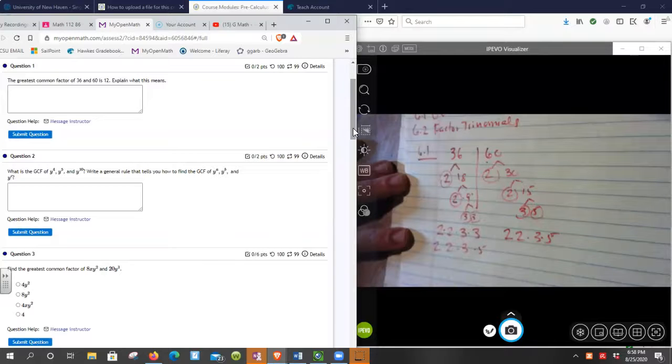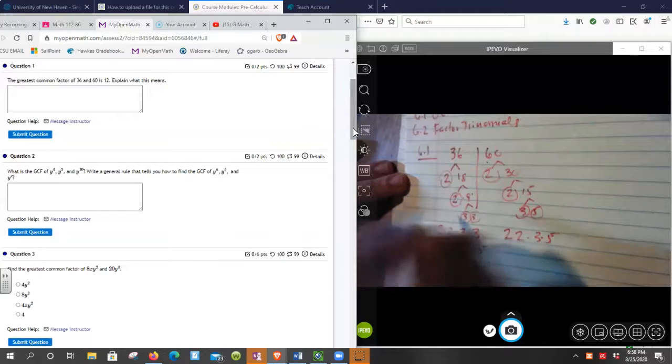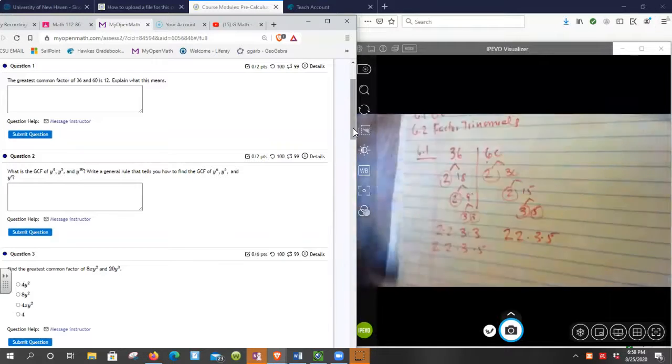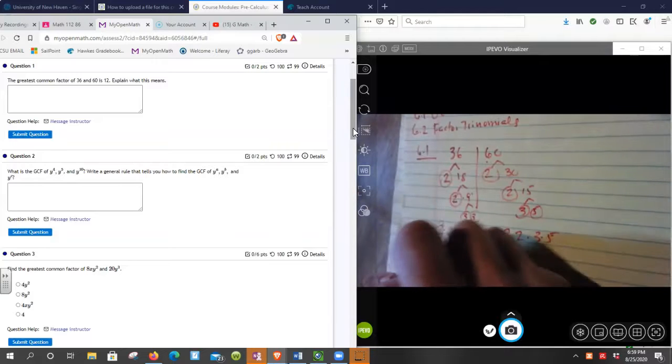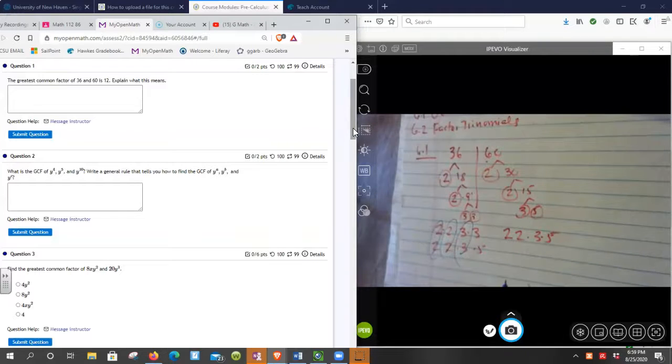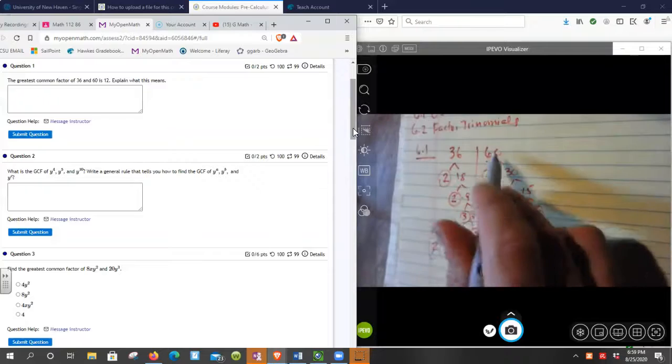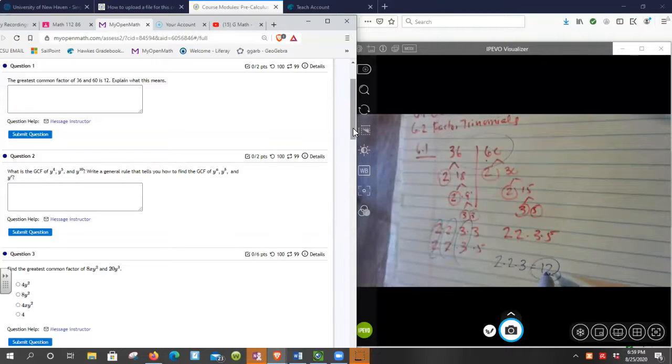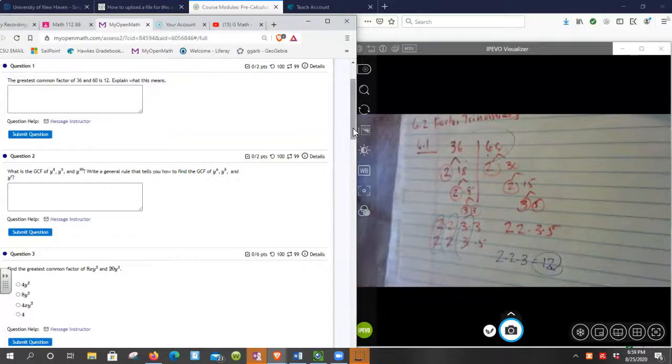You look for what numbers are in common. Well, what do you have? You have 2 2's and a 3. Those are the numbers in common. So you have 2 times 2 times 3, which equals 12. So the greatest common factor for these two numbers, 36 and 60, is 12, because 12 is the largest number that goes into 36 and 60.